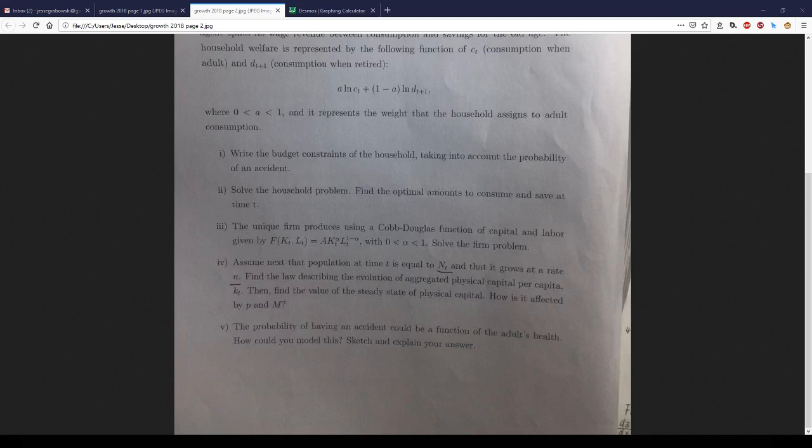We are on part 5, and part 5 does not need us to do any math, and that's awesome. It says the probability of having an accident could be a function of your health. How would you model this? Sketch and explain your answer.